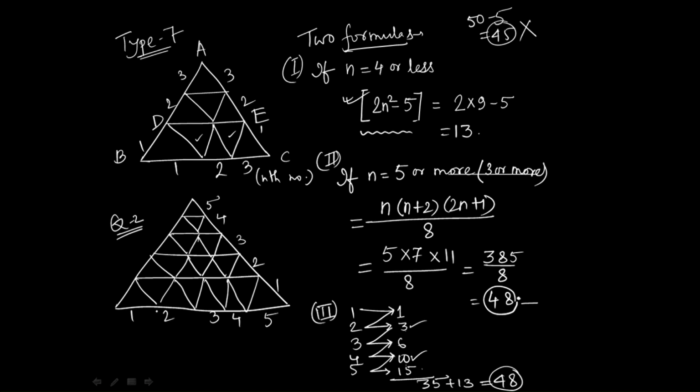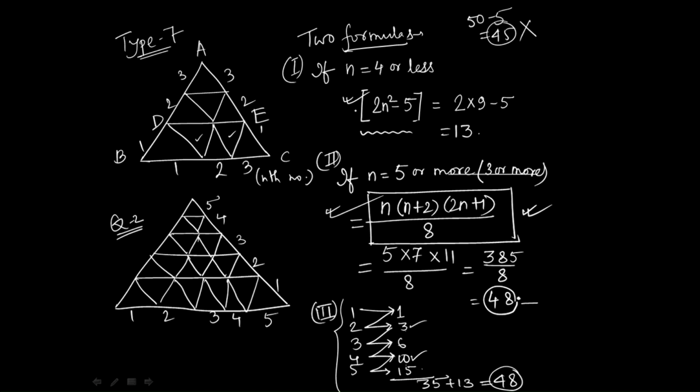Okay? If the baseline or any side is divided into 5 or more parts, then you should apply this formula, or you can go with this. But if that is 15 or 16 parts, then you can't actually calculate this many numbers perfectly. It will be confusing. It can be a wrong answer. So my suggestion is to use n into n plus 2 into 2n plus 1 divided by 8. This is a universal formula.